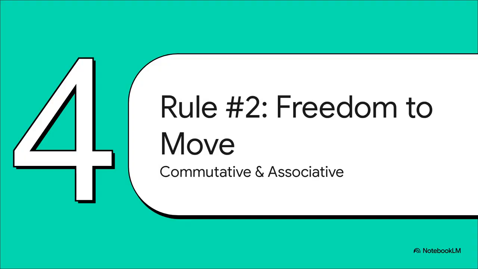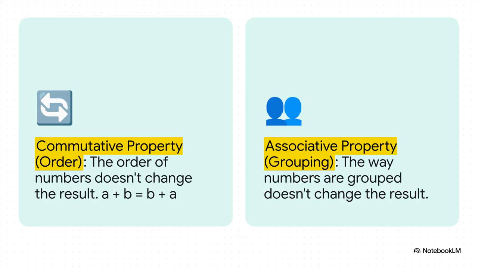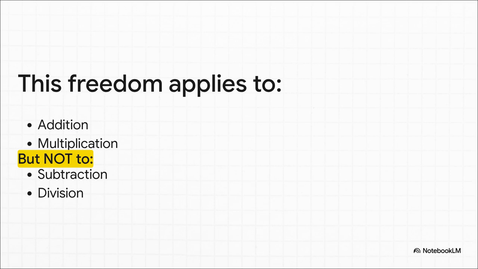Okay, let's move on to our next set of rules. I like to call these the freedom rules. They're all about how much flexibility you have when you're doing your calculations, how much you can move stuff around. Now, there are two big ideas here that people mix up all the time. The commutative property is all about the order of the numbers. Is 2 plus 3 the same as 3 plus 2? Yep. The associative property is about grouping. If you're adding three numbers, does it matter which two you add together first? Nope. But here is the crucial thing to remember. This freedom to rearrange and regroup, it only works for addition and multiplication. Just try it with subtraction. 5 minus 3 is definitely not the same as 3 minus 5. With subtraction and division, the order and the grouping suddenly matter a lot.